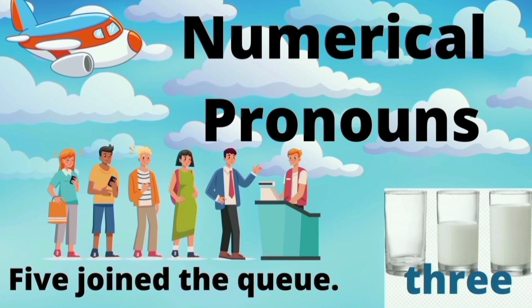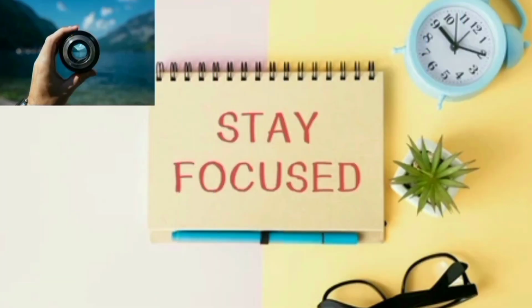Numerical pronouns have to do with number. For example, if I say I need 4, 4 there is a numerical pronoun. Look at the sentence, 5 joined the queue. 5 there is a numerical pronoun.